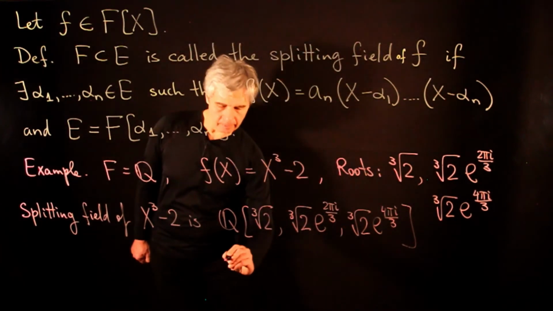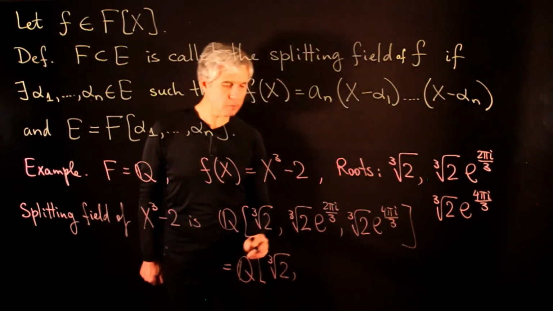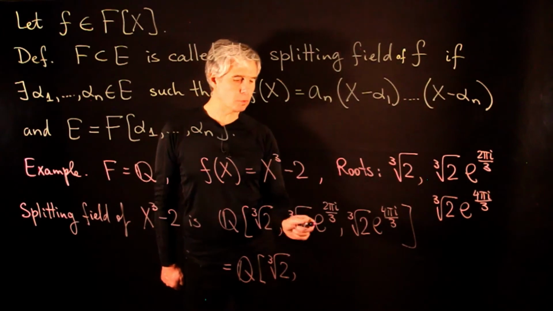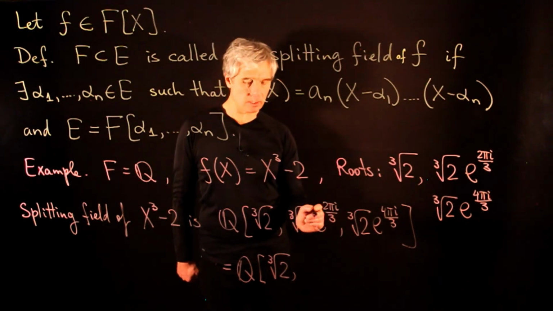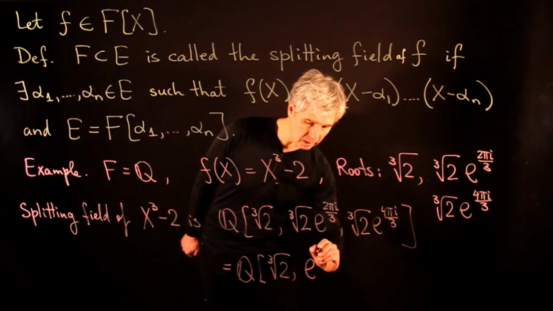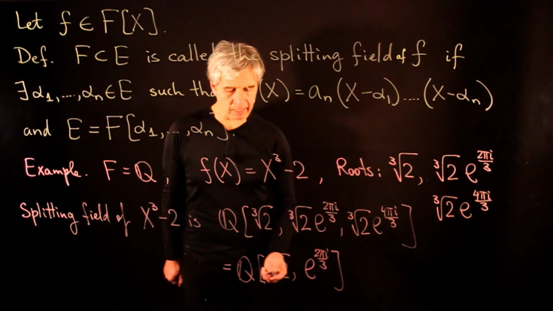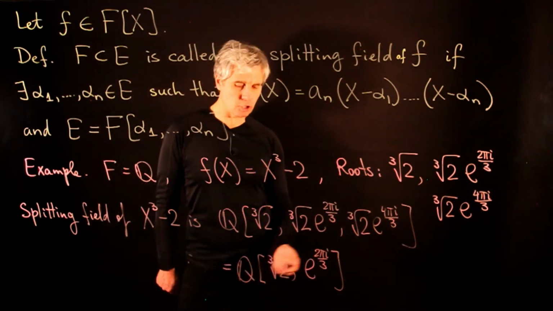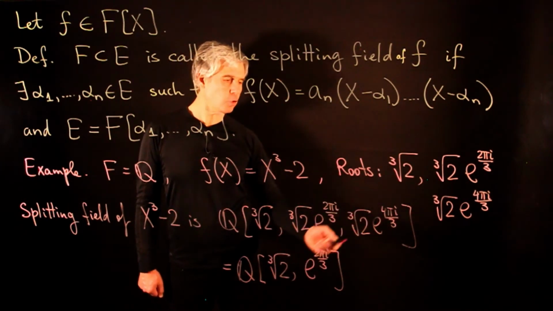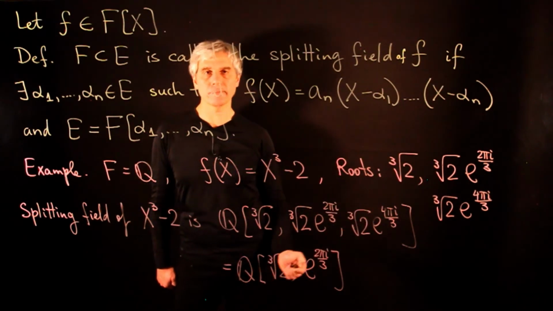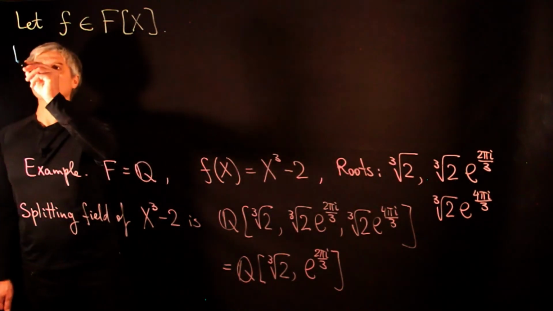But this can be simplified. So here we add cube root of 2, but then we see that if we add this pair, cube root of 2 and cube root of 2 times this third root of unity, then the third root of unity will also be in this field extension. So this means that we can just add e to the 2 pi i over 3, which is a complex root of 1 of degree 3. And we see that the splitting field has these two generators. Once we add this root of unity, then the second one will be automatically adjoined because the second one is just the square of the first one. Our next proposition states that the splitting field is also unique up to isomorphism. So we have proposition.